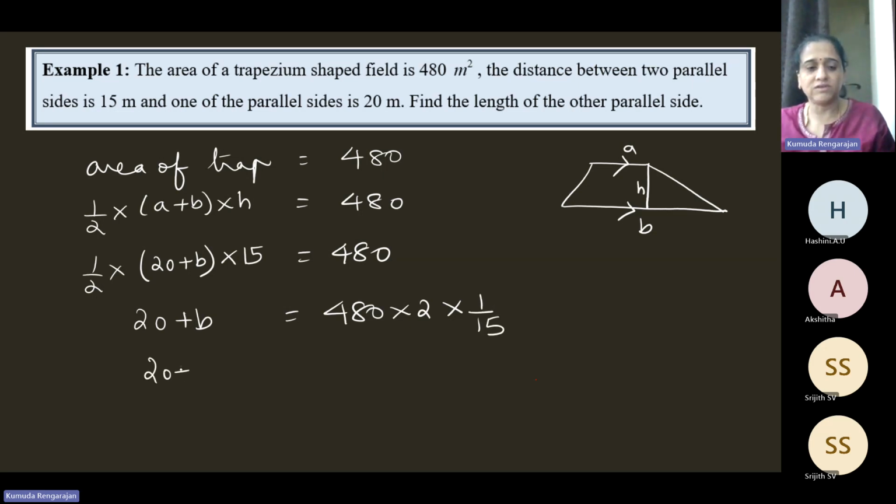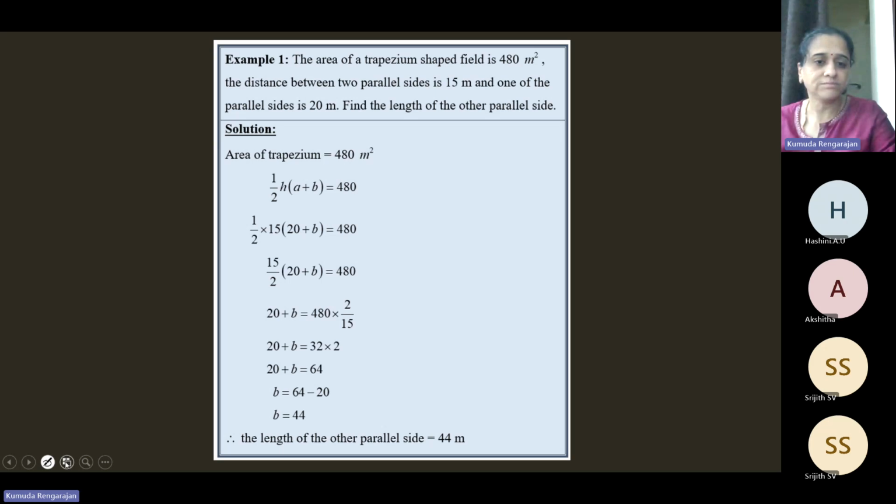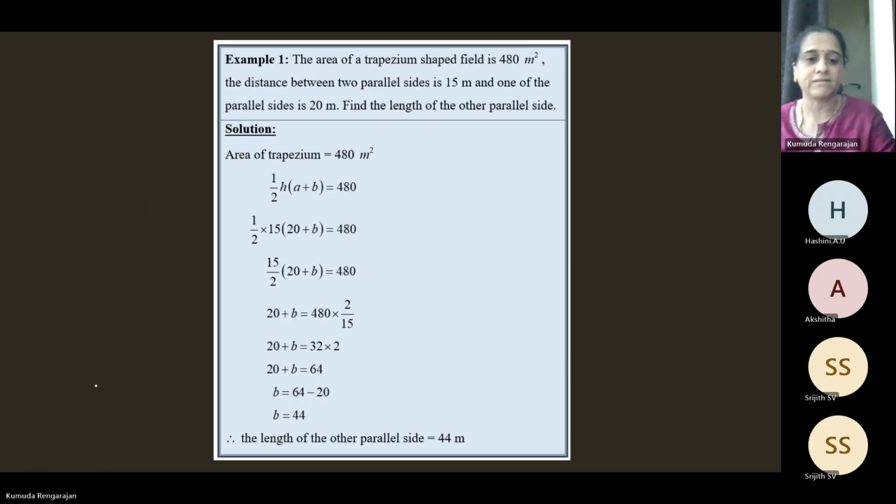So 20 plus B is equal to, simplify this, 15 times 3 is 45, and 480 divided by 15 is 32. So 32 into 2 is 64. So 20 plus B is 64, so B is equal to 64 minus 20, B is equal to 44. All right? Take down the answer. You can also write the formula like this: half H into A plus B is also correct.